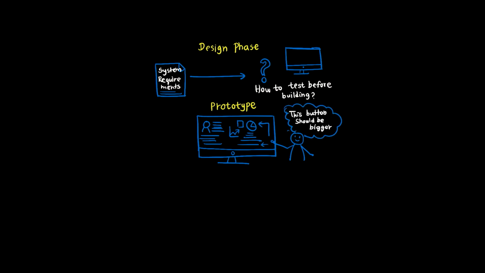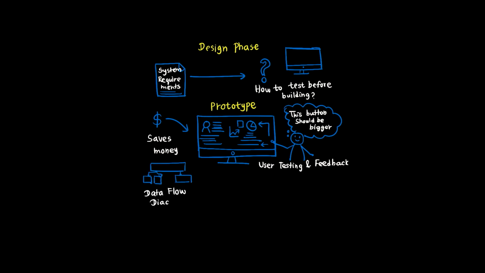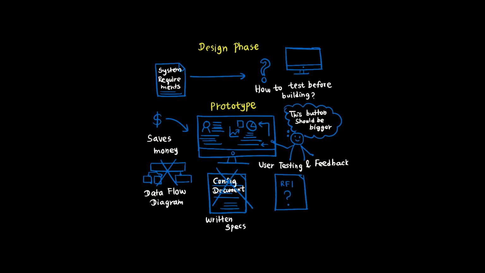This saves enormous time and money because you can fix problems in the prototype stage rather than after you've built the entire system. Data flow diagrams are static documents showing information flow, not interactive models. Configuration documents specify system settings on paper. Requests for information gather vendor details. Only prototypes give users something they can actually use and test.